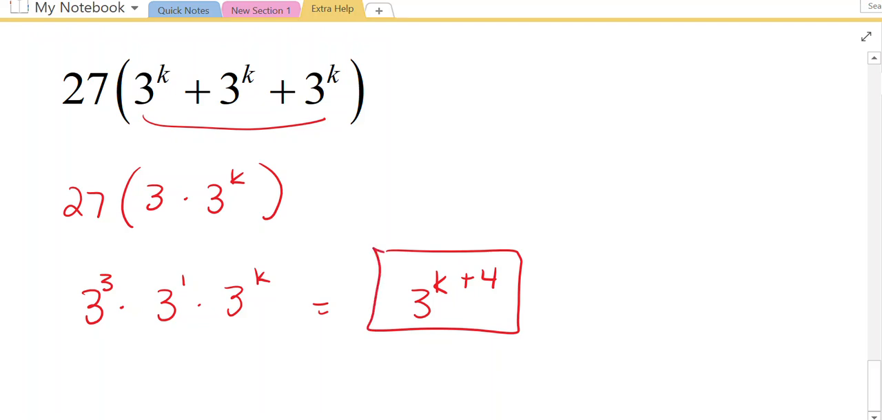That concludes this quick little tutorial of these more challenging exponent problems with addition signs. Hope this helps.